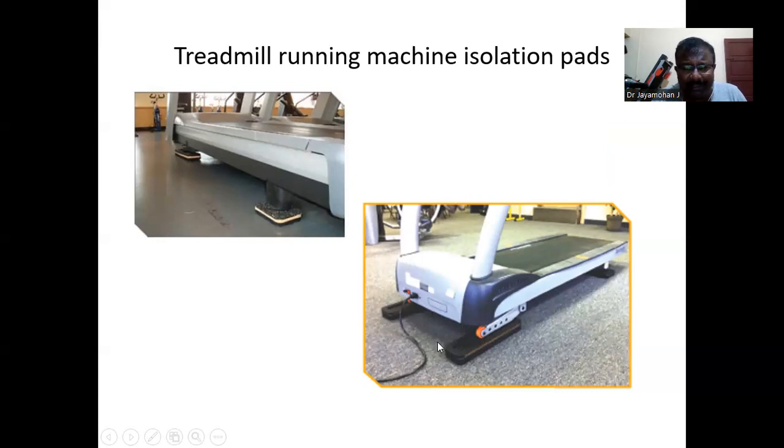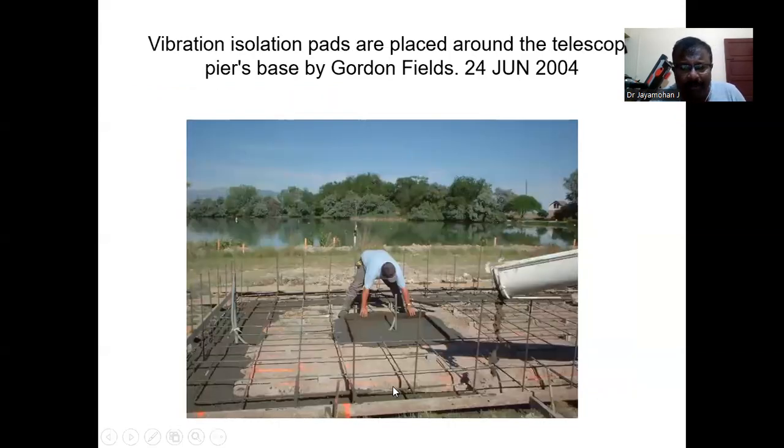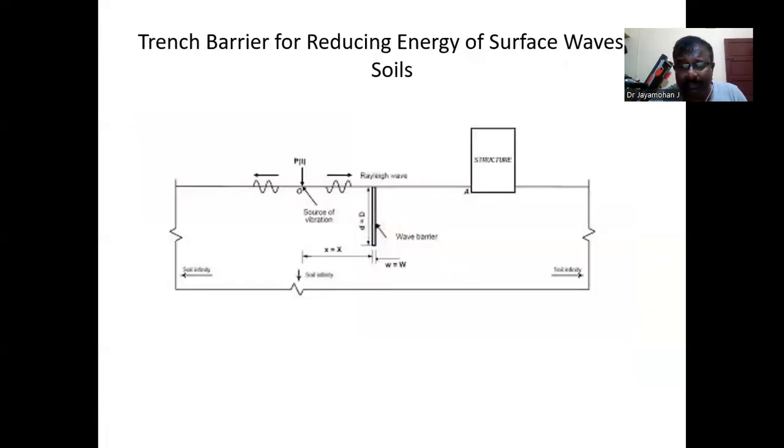These are two treadmills. You can see below there are dampers. There are elastic pads to absorb the vibration. Here, before the construction of the foundation, they are putting these isolation pads. This is some building in some other country. You can see how they are putting the vibration pads below the foundation before concreting.